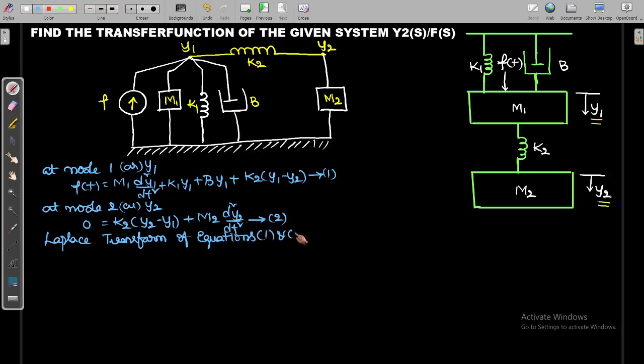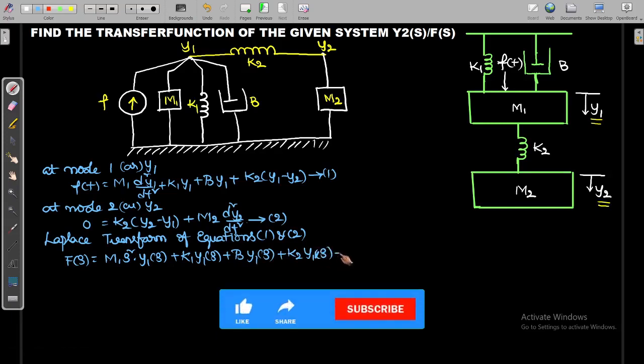When you take the Laplace transform of the first equation, f of s will become m1 into s square into y1 of s plus k1 into y1 of s plus b into y1 of s plus k2 into y1 of s minus k2 into y2 of s. So that is the equation.